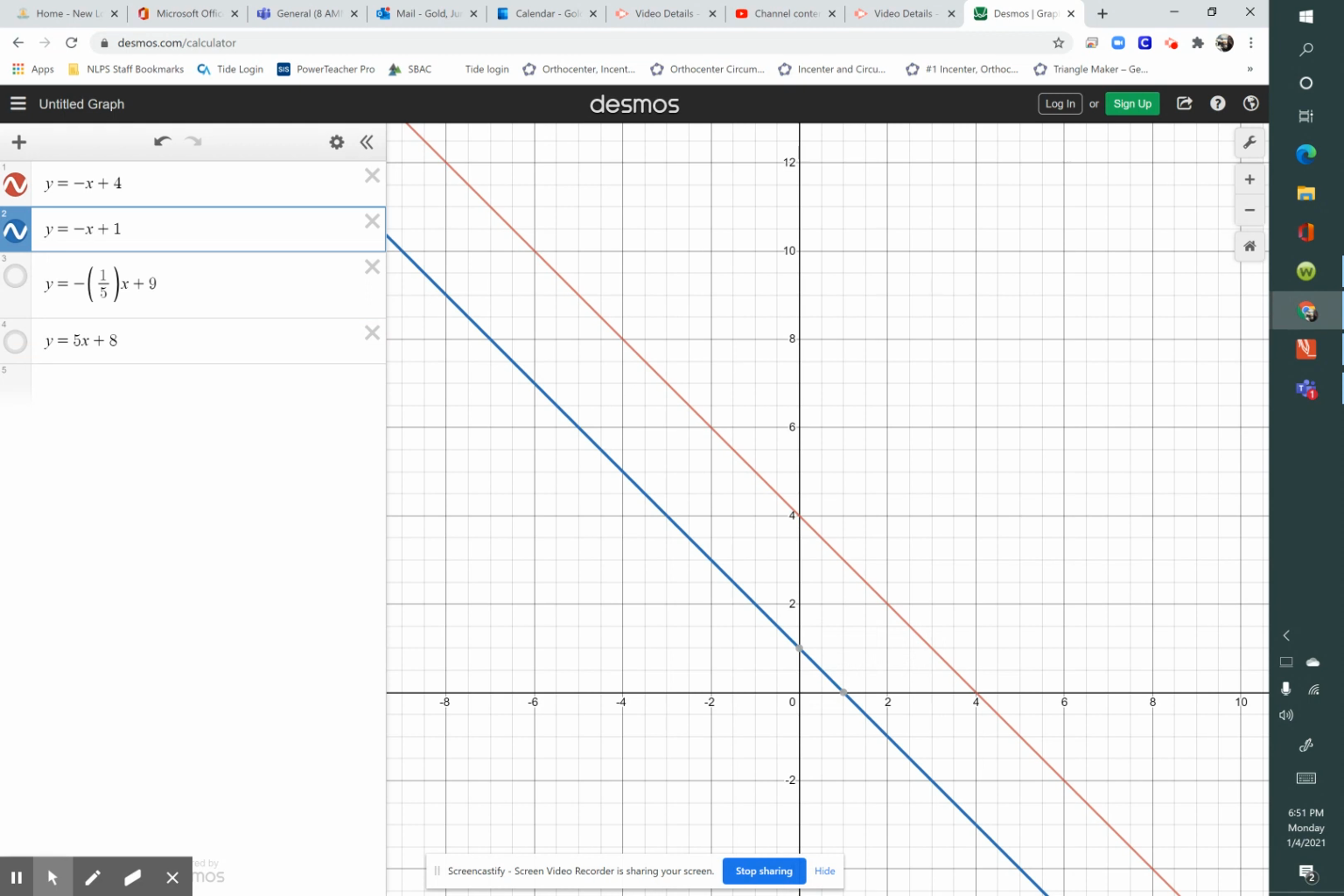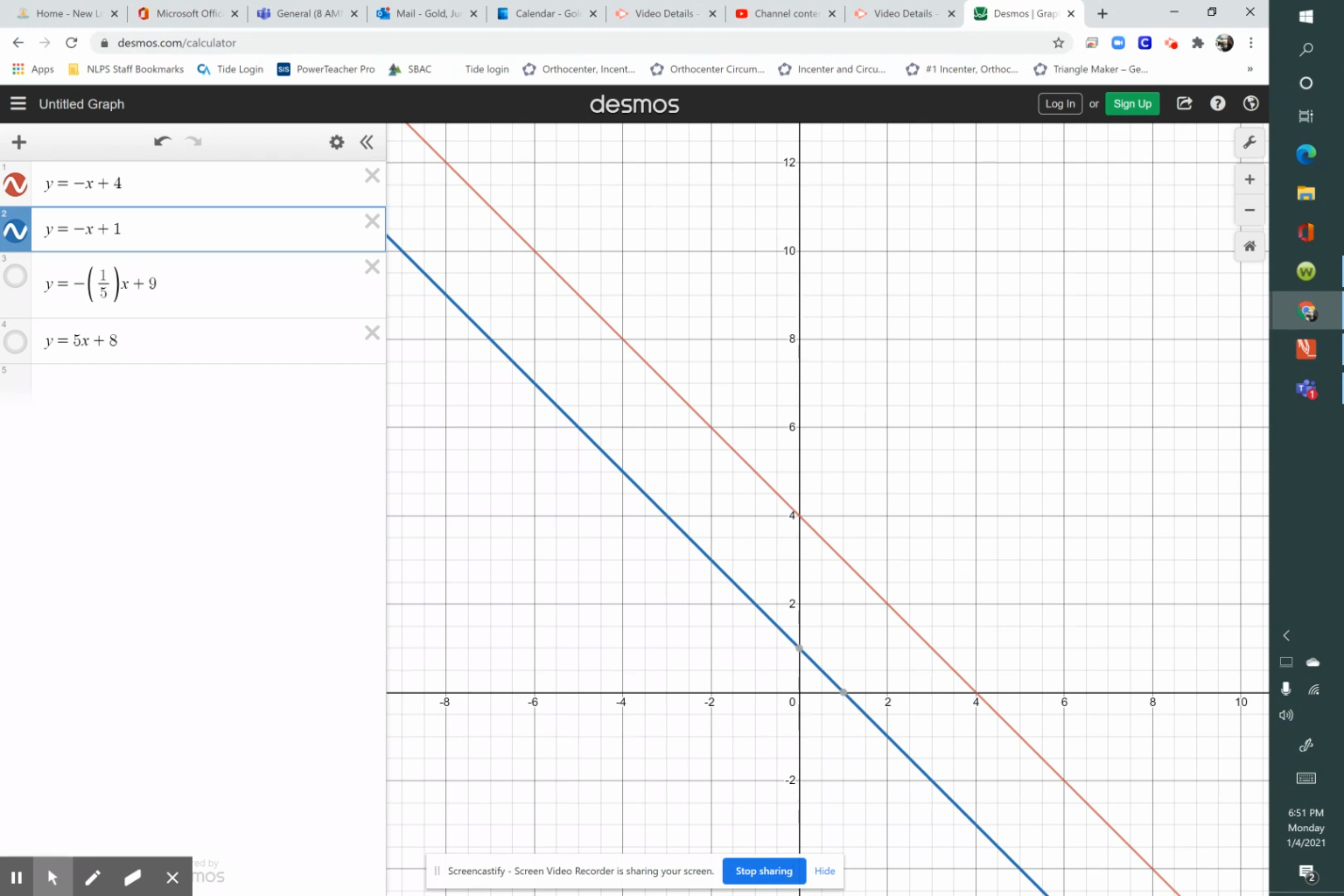Now remember, the problem asked us to make sure that the line contained the point -2, 3. So I'm going to go to -2, and look at that. I have the point -2, 3. Exactly, there we go, exactly as I needed to, exactly as the problem required. So there's my parallel line.